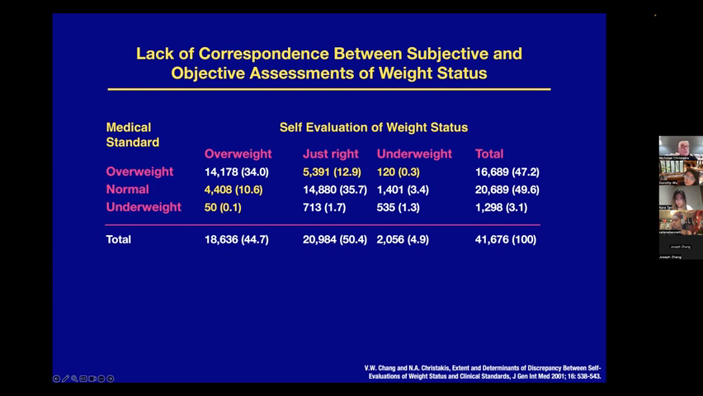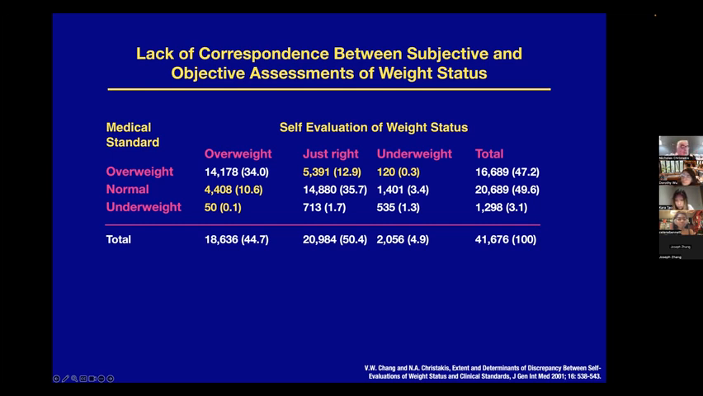So this slide shows the lack of correspondence between subjective, what people think of themselves, and objective, what the objective standard is of their weight status. On the columns is whether they thought they were overweight, just right, or underweight. And in the rows was the medical standard: were they overweight, normal, or underweight? The diagonal captures people whose self-assessment corresponded with their medical assessment, and the off diagonal are the discordant elements.